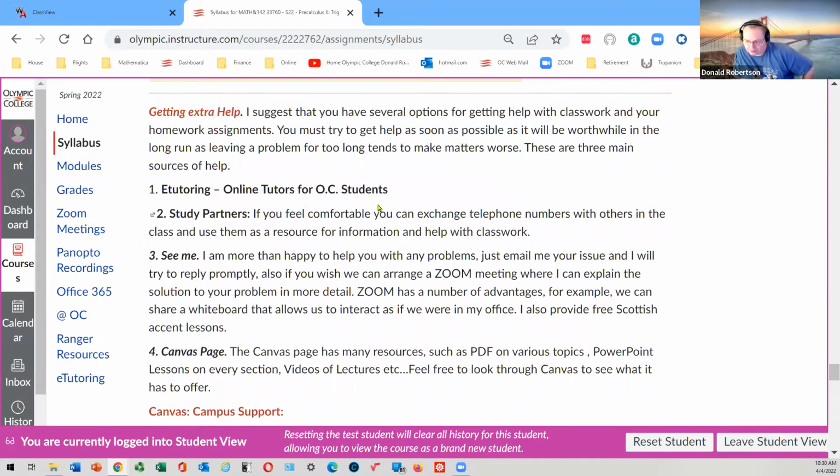Now, we have tutoring. There are two kinds of tutoring Olympic College provides. The first one is on ground. So if you're at Olympic College, Bremerton, you can just drop into the tutoring service. It's in the Mesh building. Can't remember what number it is, but it's the one facing the library. And you can get free help there.